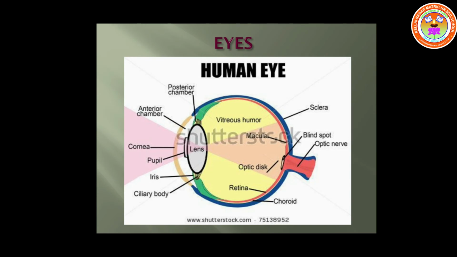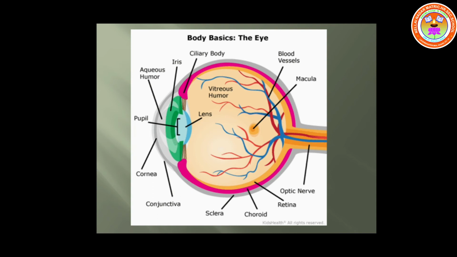Eyes. Eyes help us to see things around us, that is, their color, shape and size, whether they are near or far, moving or at rest. The eyelids and lashes keep the eyes safe. The eye has 3 main parts, namely cornea, iris and pupil.